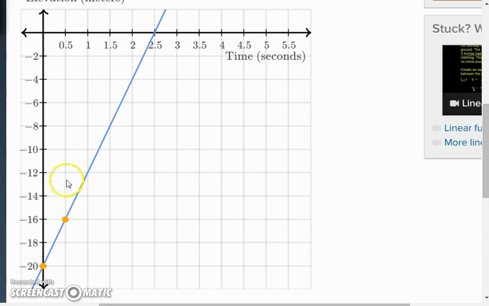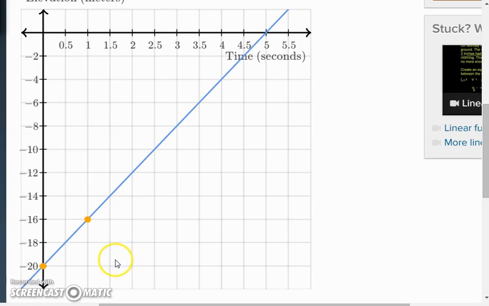You're going to be tempted to put it here, but notice that that's at half a second. You wanted to go over 1 full second. So if I were to draw this triangle, it would be up 4 meters and over sideways 1 second. Up 4 meters, sideways 1 second. All right, so that's the graph of that line.